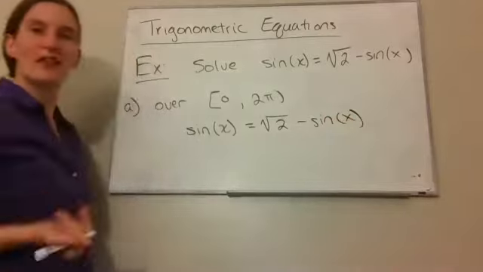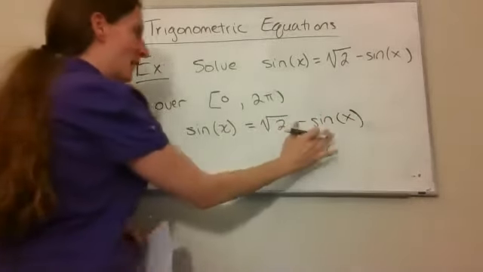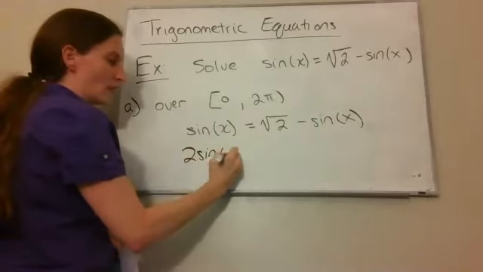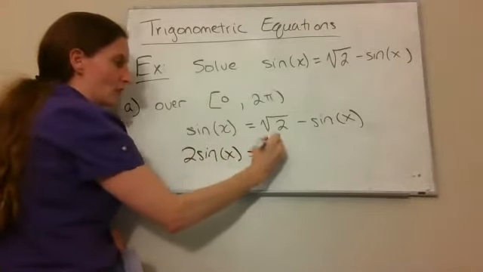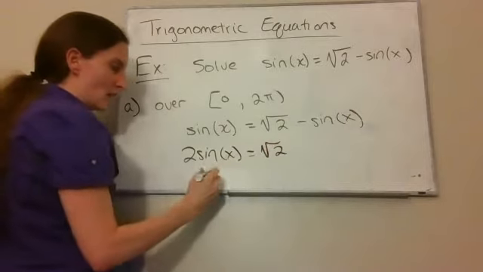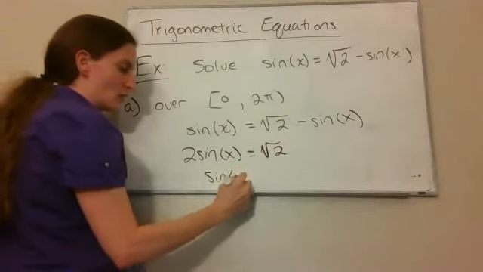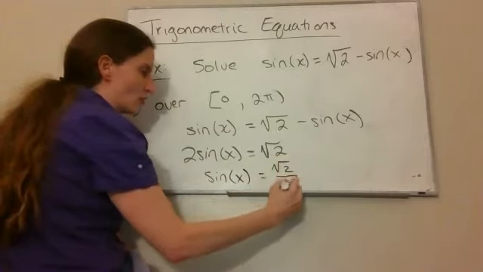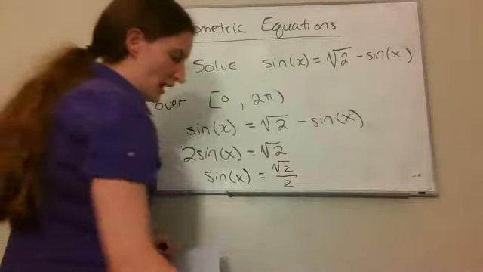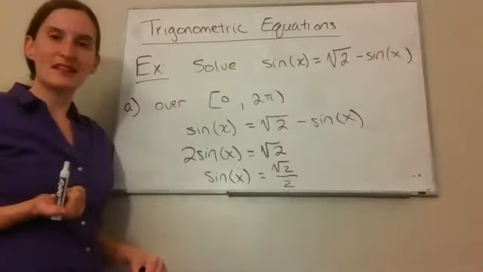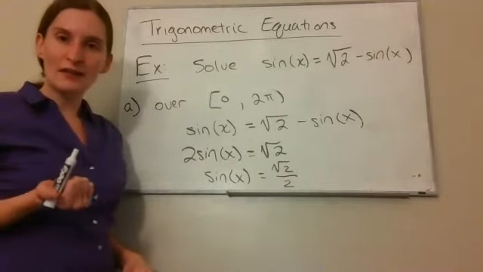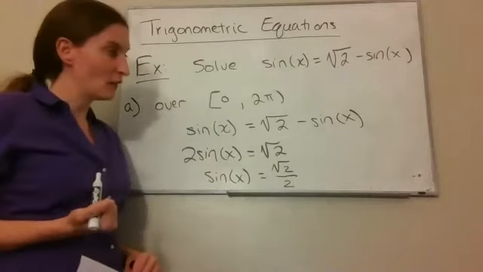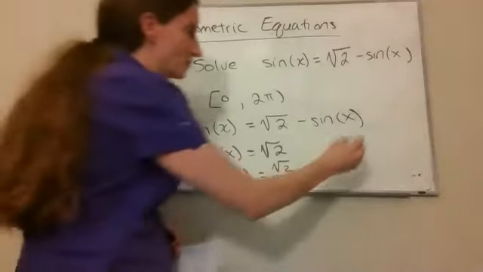And I'm going to group everything with an x on one side. So I'm going to add this sine of x to the other side. That gives me 2 sine of x equals square root of 2. And then I can divide both sides of the equation by 2. Sine of x equals the square root of 2 over 2. And so to figure out what x is, I need to know what x values, when I plug them into a sine, will get me an answer of square root of 2 over 2.